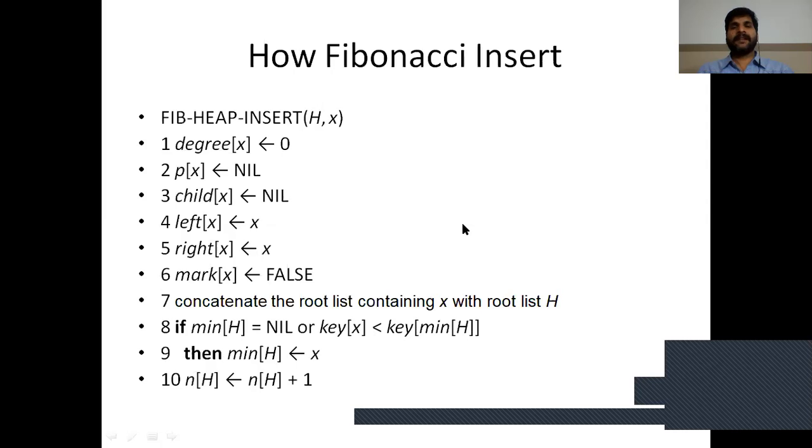How does Fibonacci heap insert work? According to the pseudocode of the Fibonacci heap, degree of x equals 0, parent of x is nil, child of x is nil, left of x equals x, right of x equals x, mark x false. So concatenate the root list containing x with the root list of H. Then we check if min H equals nil or key of x is less than key of min H. Then x is inserted into min H and n H is incremented by 1.